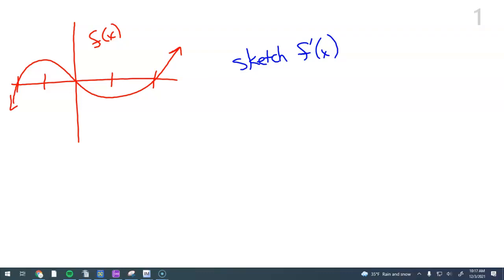At x equals -1, I know what the slope of f of x is. What is it? 0. So that's a point on your derivative graph. At -1, the slope of the original graph is 0, so the value of the derivative is 0. At x equals 1, the slope of the original graph is 0, because we got a horizontal. So the value of the derivative is 0.